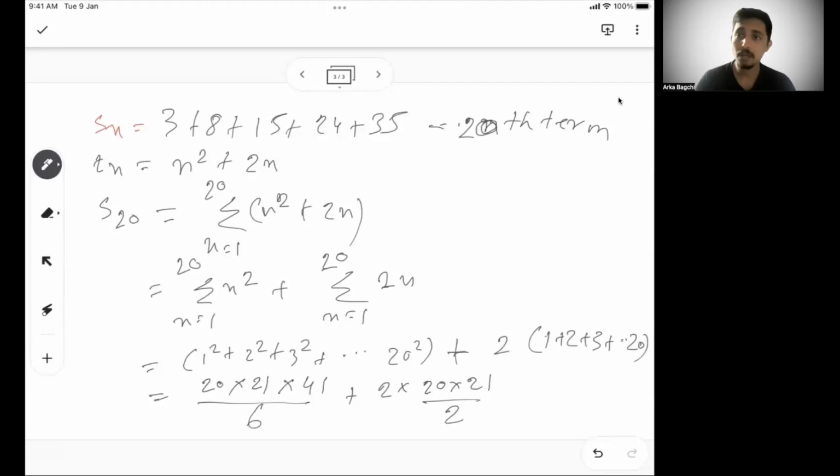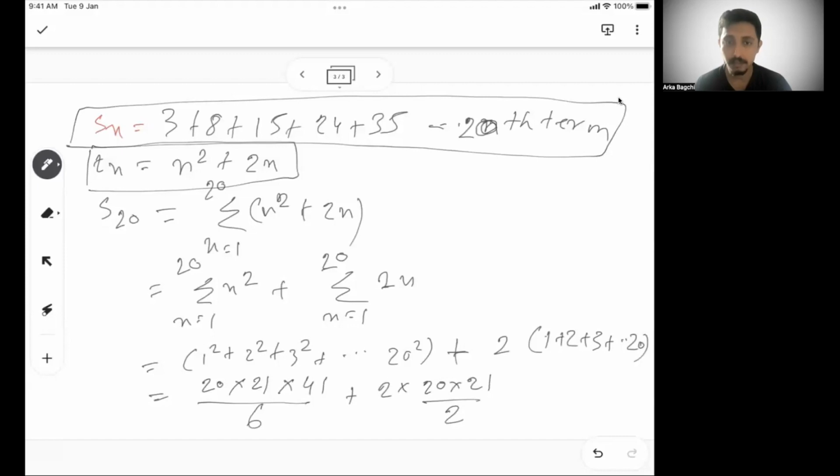But the whole premise depends on the fact that you can identify the generic term Tn from what is given, because this much will only be given to you. From here, can you identify that Tn is n square plus 2n? Because tomorrow I give you some other generic form, which is also a second degree, but you can't always tell that this is going to be n square plus 2n.